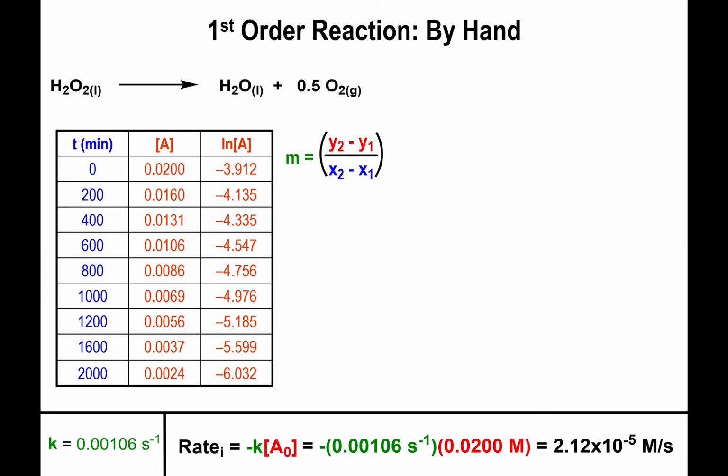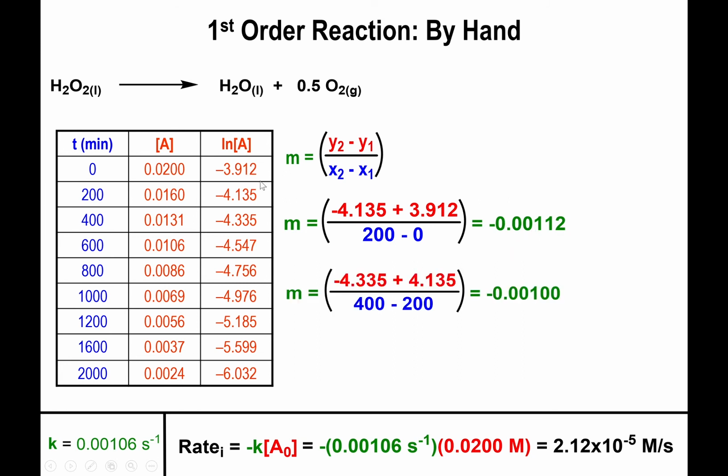If it keeps changing and changing a lot, then that tells you the plot is not linear and that's not the order of the reaction. So you move on to the next thing, which will be the ln of A, and then perform the slope calculation. To give you an idea, I'm using negative 4.135 minus negative 3.912, which is what you see here on top, and the time difference is 200 minus 0, which gives us a slope of negative 0.00112.